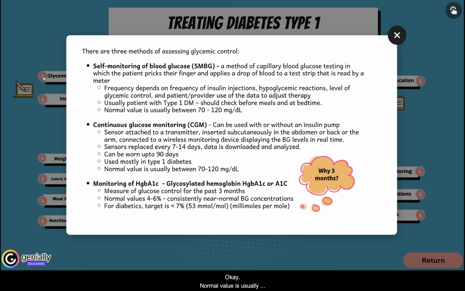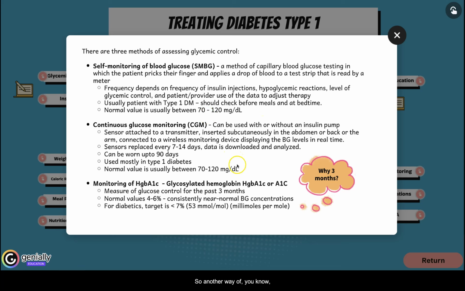Okay, normal value is usually between 70 to 120. That's what's considered normal for a diabetic patient. Anything less than 70 is considered hypoglycemia. Anything above 120 is considered hyperglycemia. So this is what we need to remember. This is another number. Now, this number applies to diabetic patients.